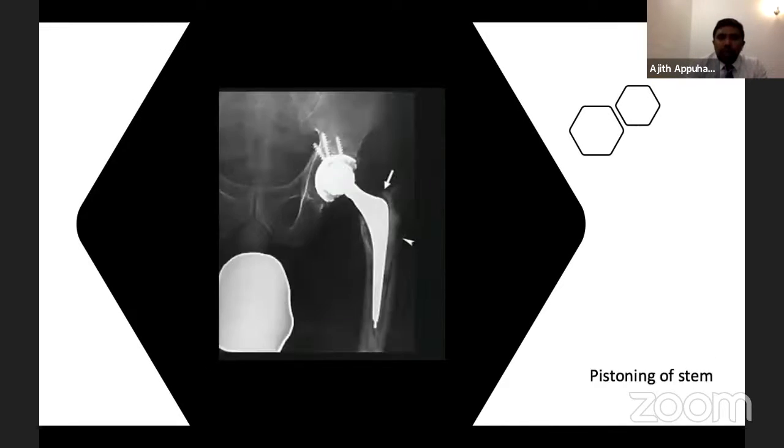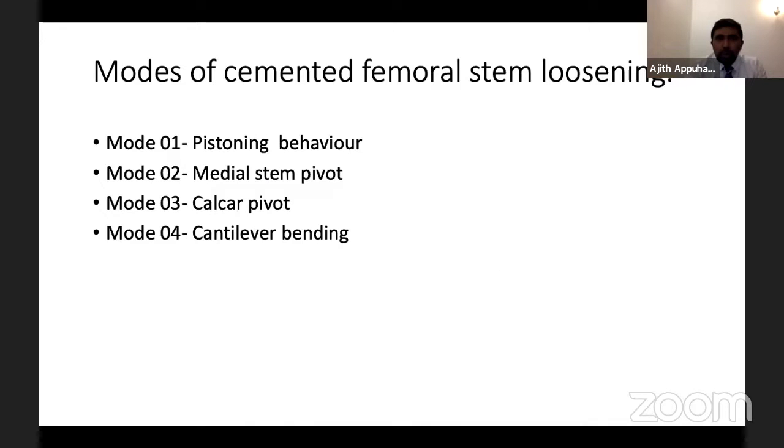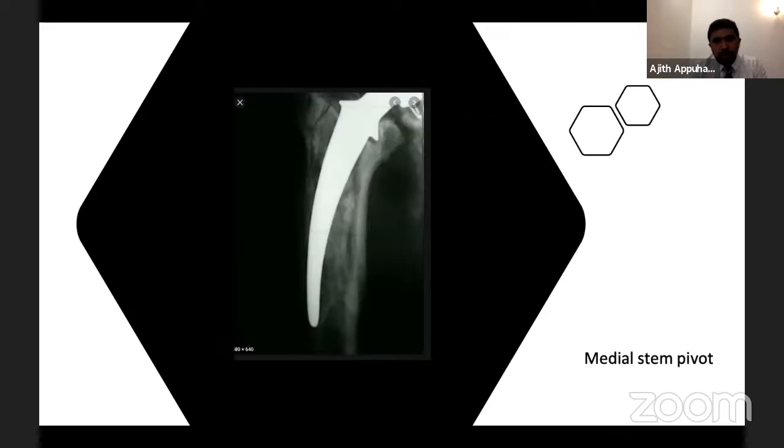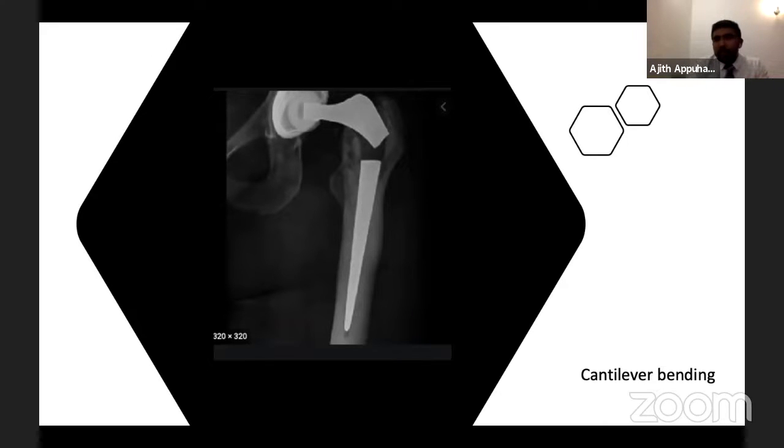So those are the modes you need to know about cemented femoral stem loosening. This is the X-ray you need to know, and this is the area you need to know about fatigue failure and cantilever bending. This would be a viva question. But I will discuss that separately because it is another large area.